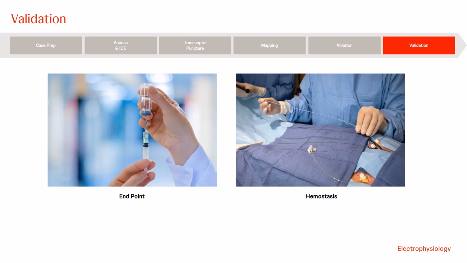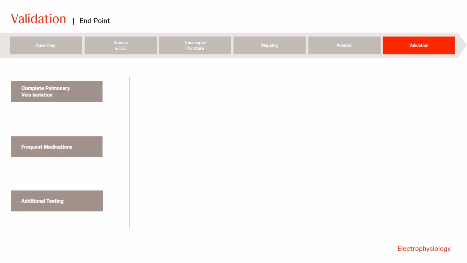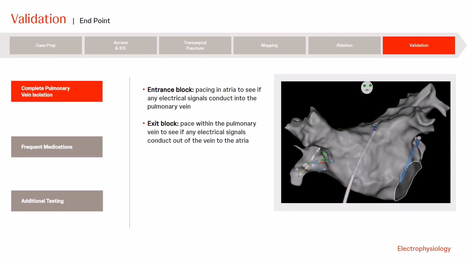Finally, we have reached the last stage of the atrial fibrillation ablation procedure, validation. Here, let's discuss endpoints of the procedure, including confirmation of pulmonary vein isolation, medications used, and testing of additional arrhythmias. In order to confirm the goal of complete pulmonary vein isolation, pacing maneuvers may be performed to test for entrance and exit conduction block. Pacing is typically done with one catheter placed inside the pulmonary vein and another placed in the atrium to watch for capture of signal entering or exiting the pulmonary vein.